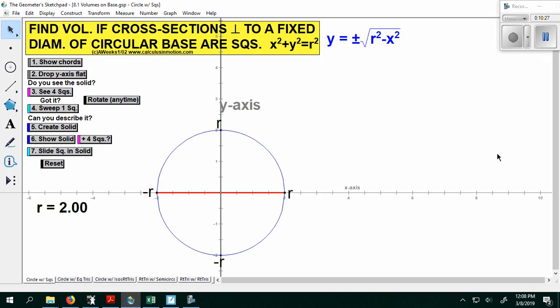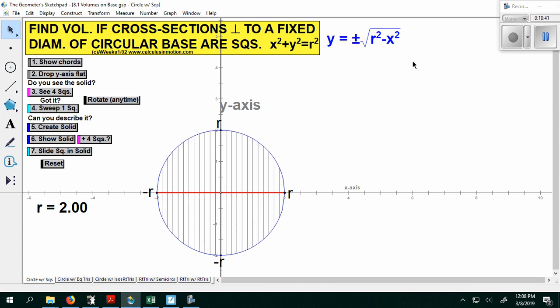So this is the base. This is my circle centered at the origin of radius 2. x squared plus y squared equals 4. I'm going to show some chords of this circle. I'm just going to slice this circle up perpendicular to the x-axis. So I got a bunch of chords in here.